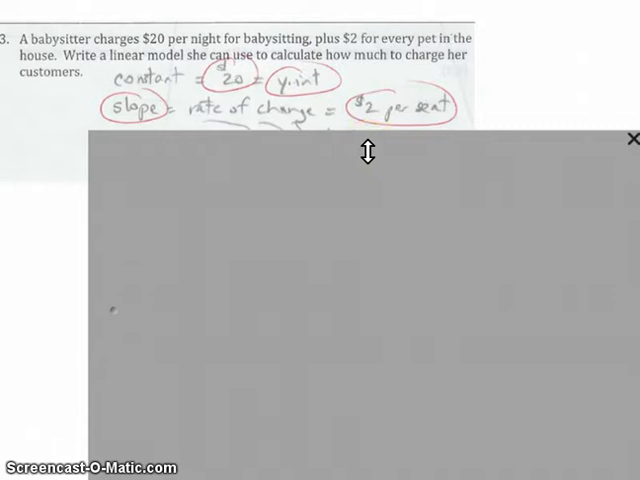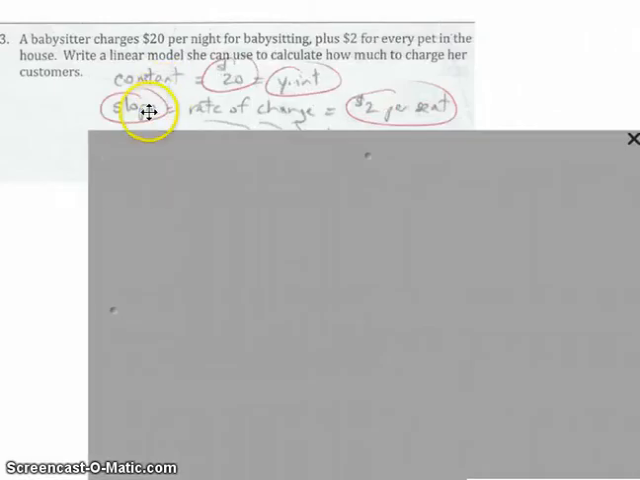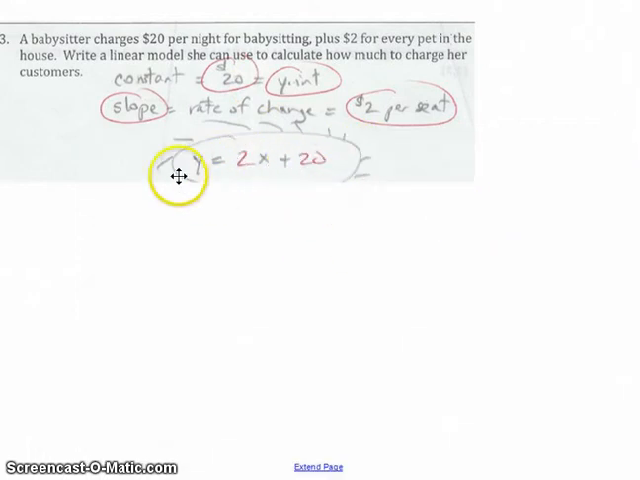But anyway, let's put those two pieces together. Just like we did back here, we put slope and y-intercept together and made this equation. We'll do the same thing here. We've got a slope and a y-intercept. Slope's 2, y-intercept's 20. Put them together in an equation, and we get y equals 2x plus 20. This describes this story right here.